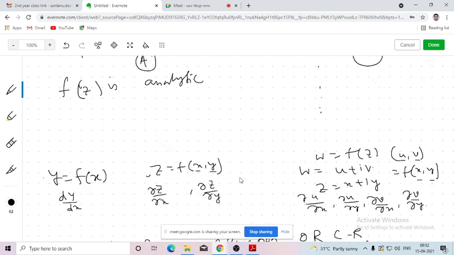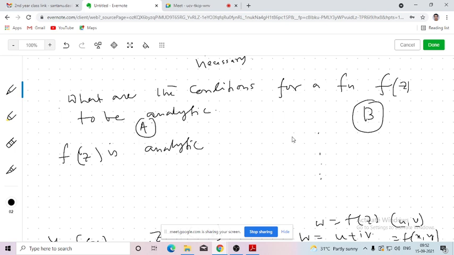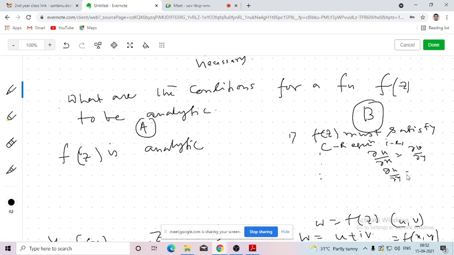Now we'll come here. What are the conditions for a function to be analytic? The two conditions are: number one, the function f(z) must satisfy the Cauchy-Riemann equation, that is del u del x equals del v del y, and del u del y equals minus del v del x. And number two, all the four partial derivatives del u del x, del u del y, del v del x, del v del y must be continuous in the domain where we are going to check the differentiability or the analyticity.